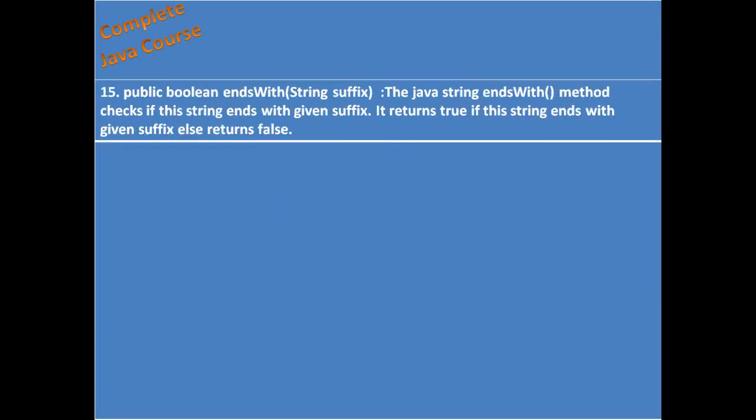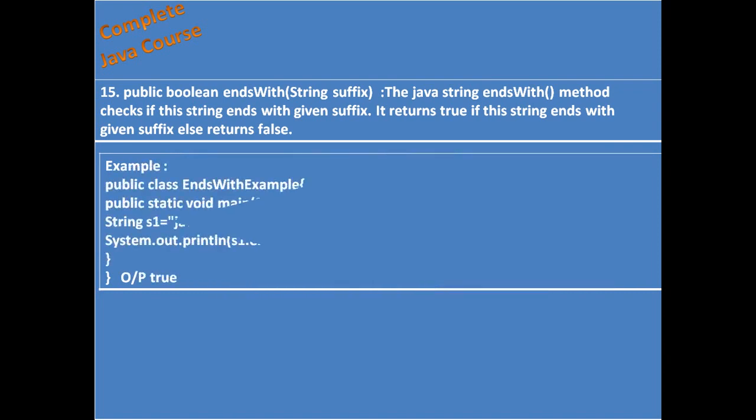Next method is public boolean endsWith(String suffix). The Java string endsWith method checks if this string ends with the given suffix or not. It returns true if this string ends with the given suffix, else it returns false. Example. Here we create a class EndsWithExample, create a main method and create a string object and call s1.endsWith("m"). It checks whether the string ends with m or not. It will give true.